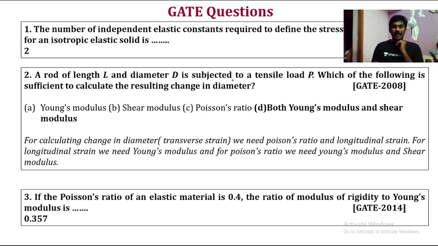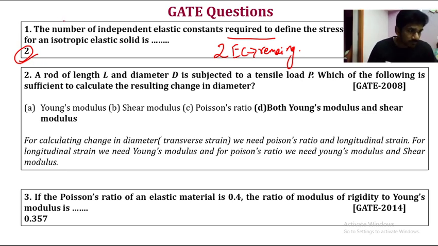This part is from the elastic constants. What is the number of independent elastic constants required to define the stress-strain relationship? We have already discussed it. In this slide itself, I told you that you need just 2 elastic constants to determine the remaining ones. So the answer for the question is 2.